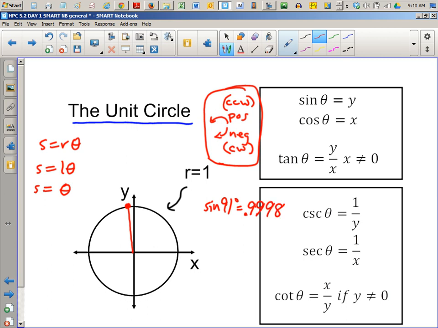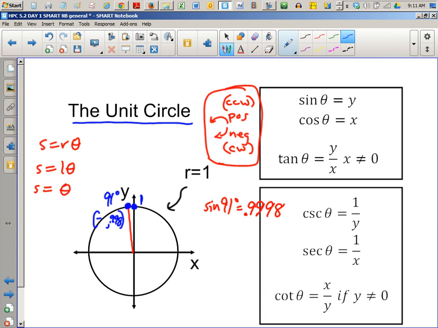Wow, okay, that is really, really close to what? 1. Why? Because I am saying that sine 91 is simply the y-coordinate of this point. Isn't this point really close to 1? See how close it is to the top of the circle? The top of the circle is 1. It's a radius 1 circle. So no wonder sine 91 is like 0.998. It's just a hair below the tallest point on the circle. It's just barely under it.